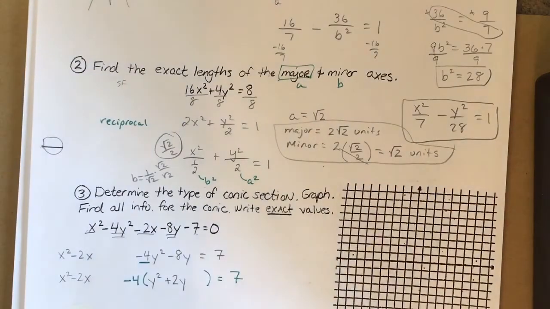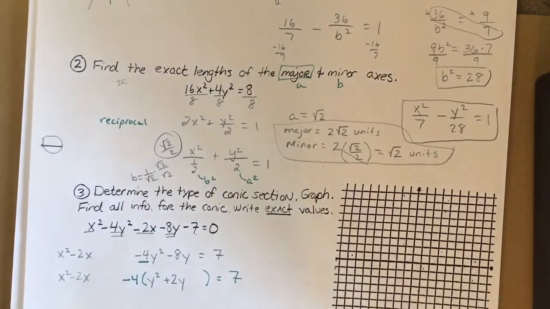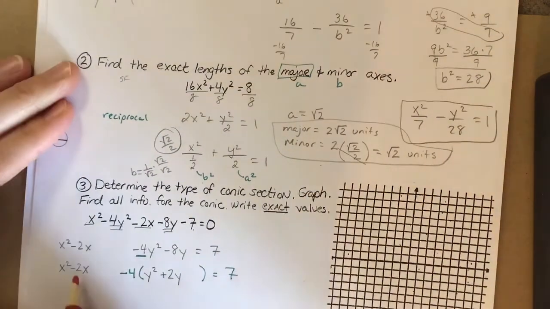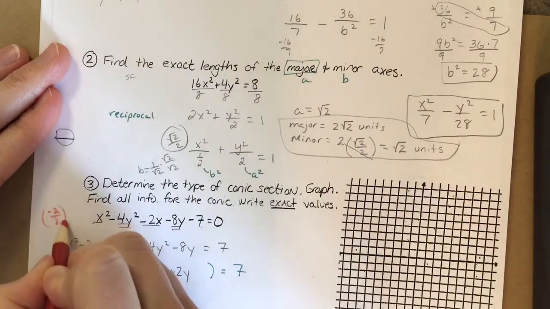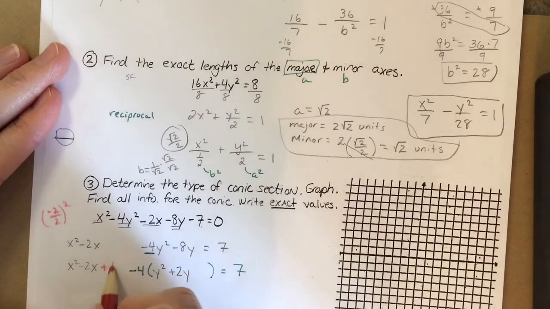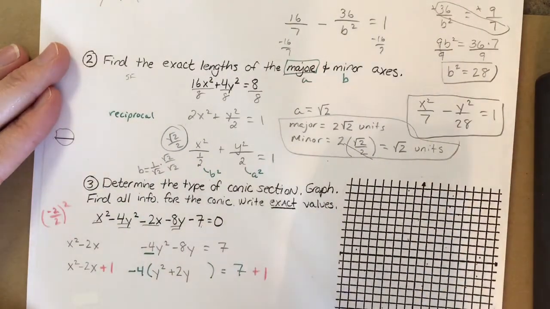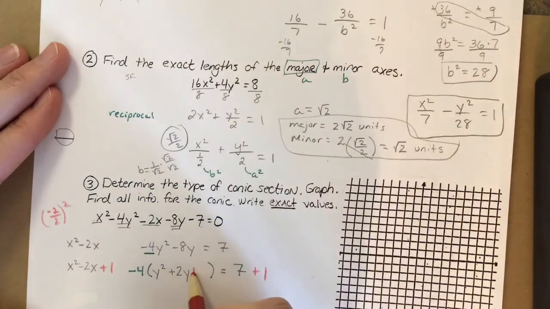Positive. Okay, watch out. You're factoring out a negative. All right, now we're going to complete the square twice. First, I'm going to take my first b, divide by 2, and square it. That's negative 1 squared, which is plus 1. I'm going to add 1. Now what about here? Positive 2 divided by 2 squared, so I'm going to add 1.